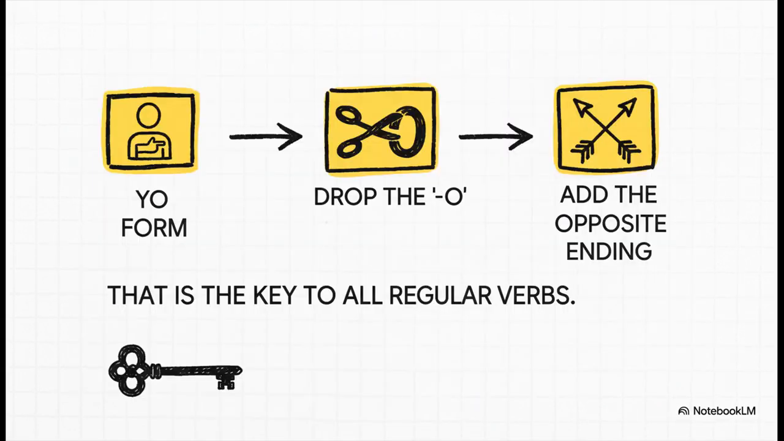So there you have it. The secret is out. It's this simple three-step process. Start with the yo form, drop the O, and add the opposite vowel ending. That's it. That's the key that unlocks the present subjunctive for so many verbs.